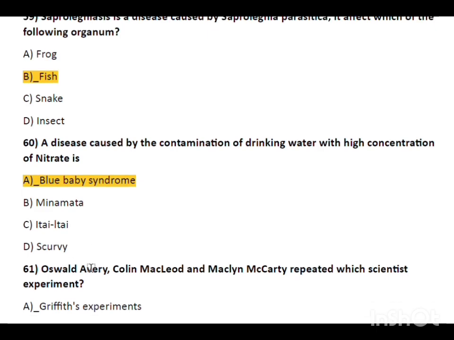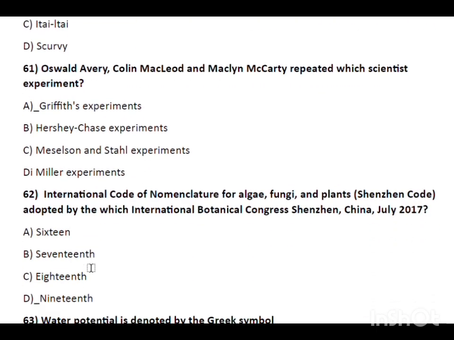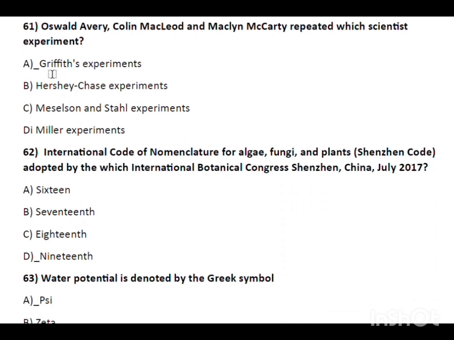Then question number 61. Oswald Avery, Colin MacLeod, and Maclyn McCarty repeated which scientific experiment? Option A Griffith experiment, option B Hershey and Chase experiment, option C Meselson and Stahl experiment, option D Miller experiment. Correct answer is option A Griffith experiment.